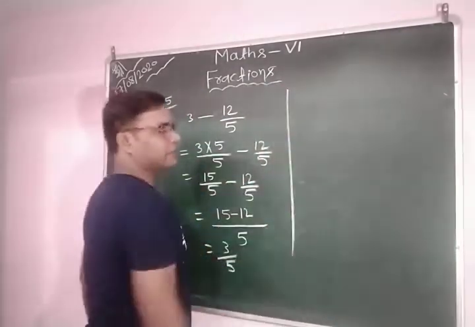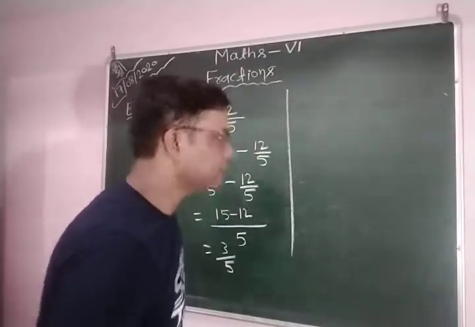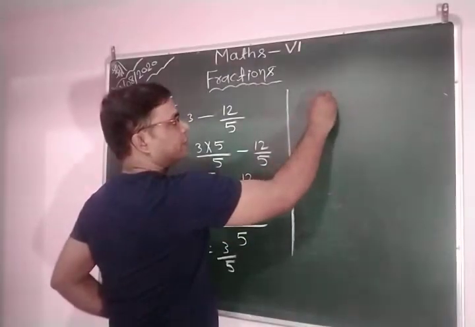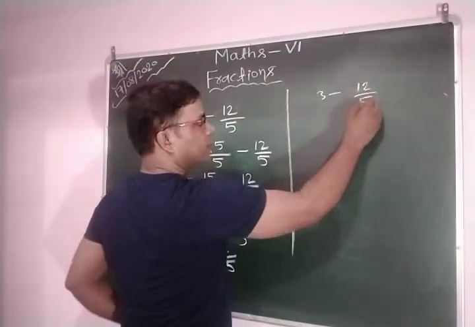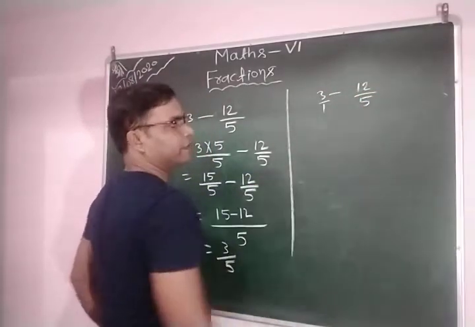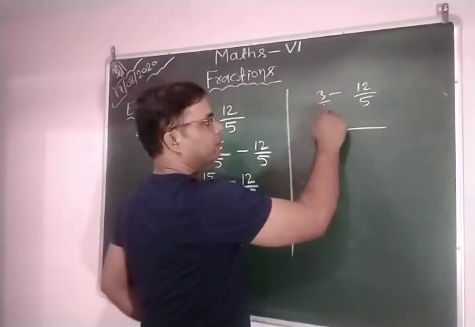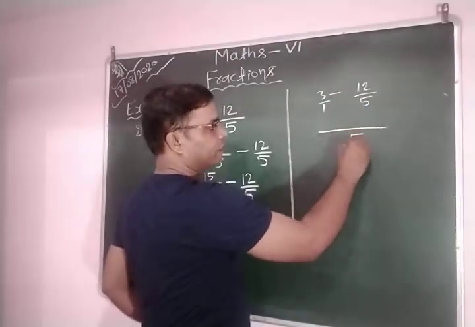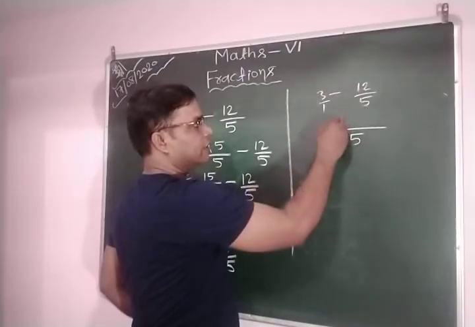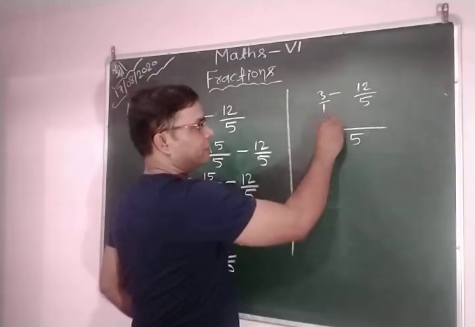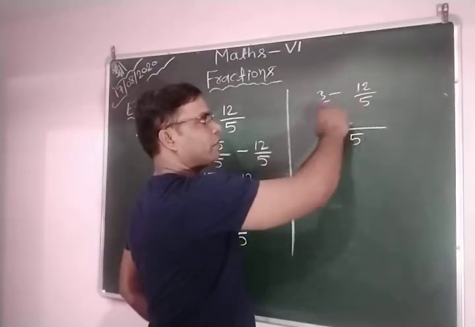Similarly, you can solve this question by other methods like this. 3 minus 12 by 5. Here we take 1, and take the LCM of 5 and 1, which is 5, and multiply this 5 with the 3. 5 3s are 15, minus, multiply this 1 with 12. 12 1s are 12.